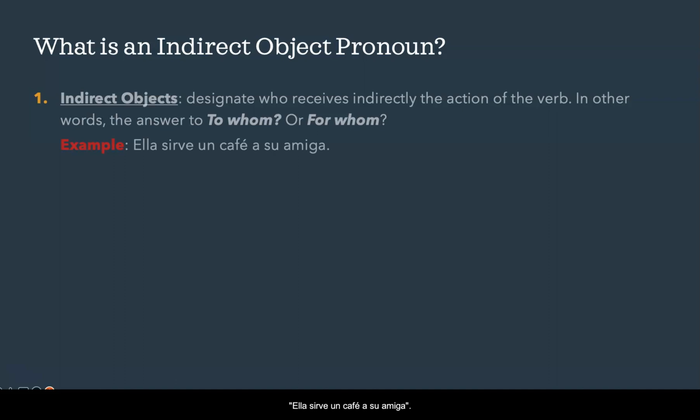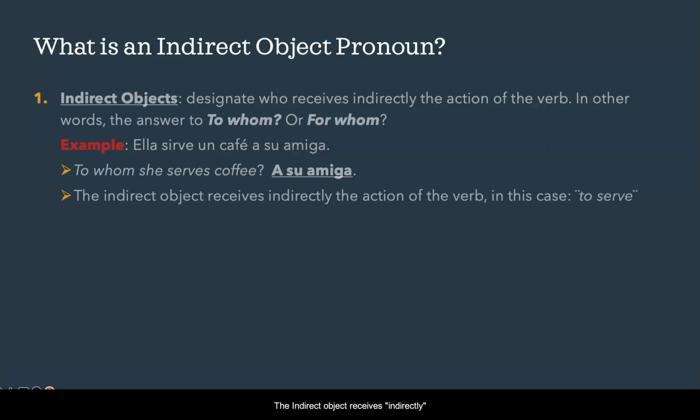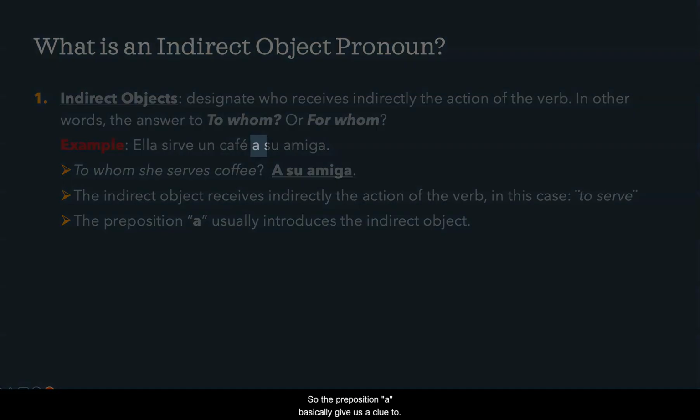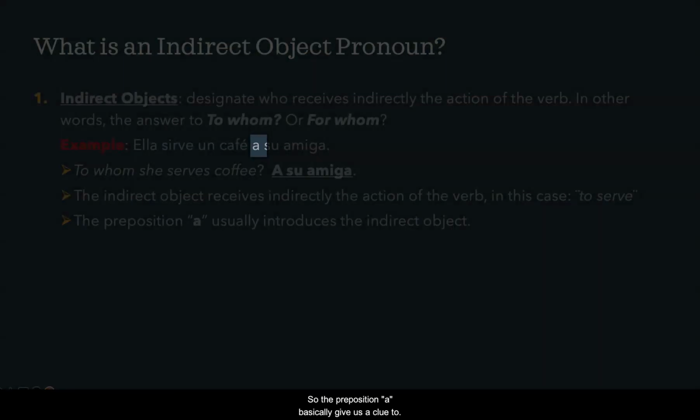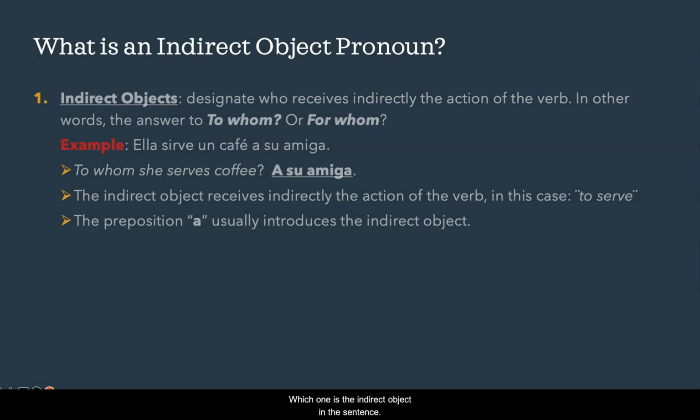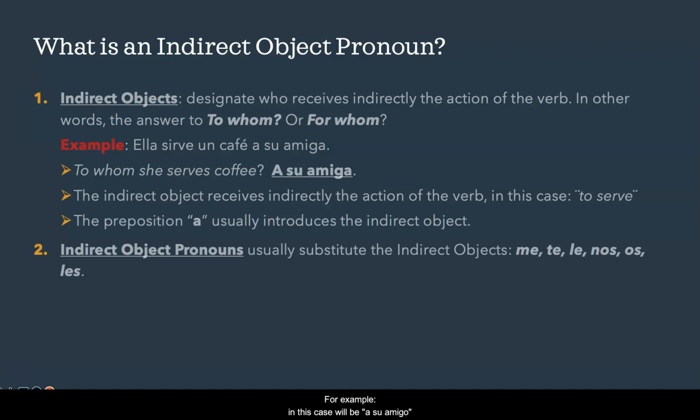Example: ella sirve un café a su amiga. To whom does she serve the coffee? A su amiga. The indirect object receives indirectly the action of the verb, in this case the action of serving. So the preposition a basically gives us a clue to which one is the indirect object in the sentence. For example, in this case it would be a su amiga. Indirect object pronouns usually substitute the indirect objects, so we don't have to repeat them.